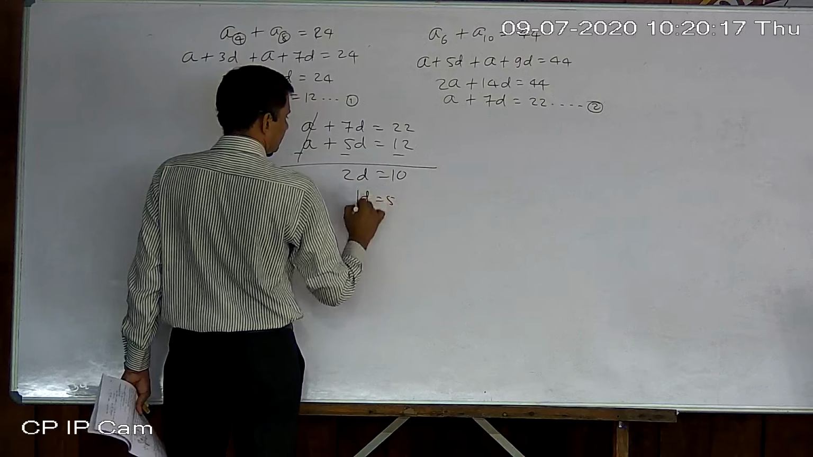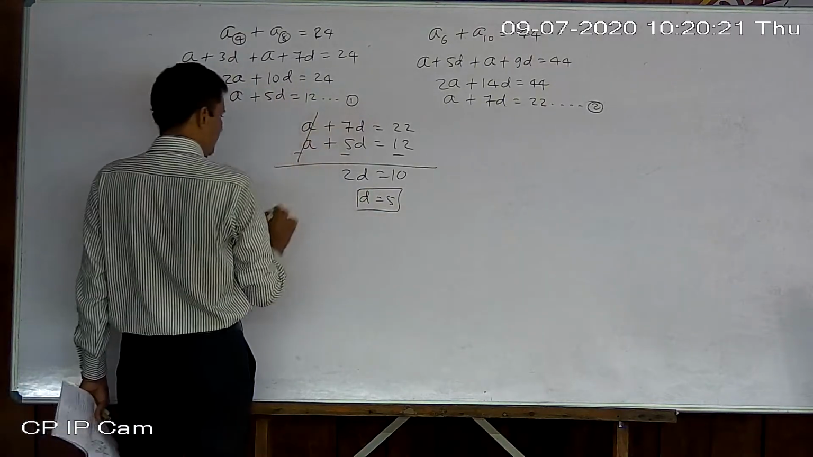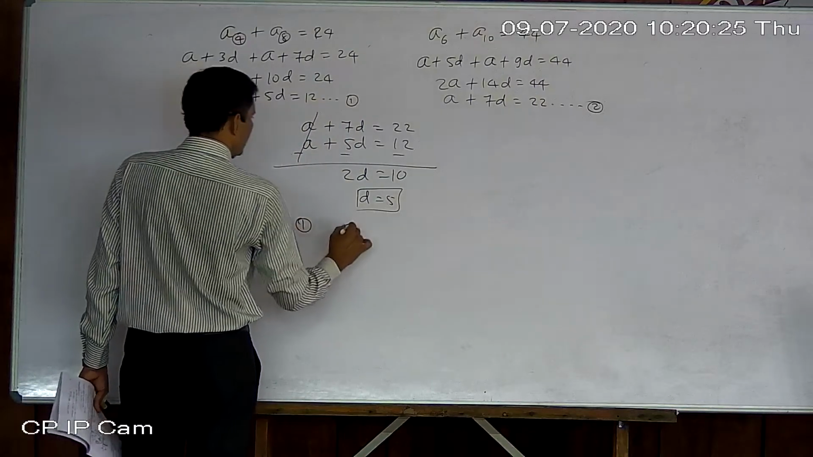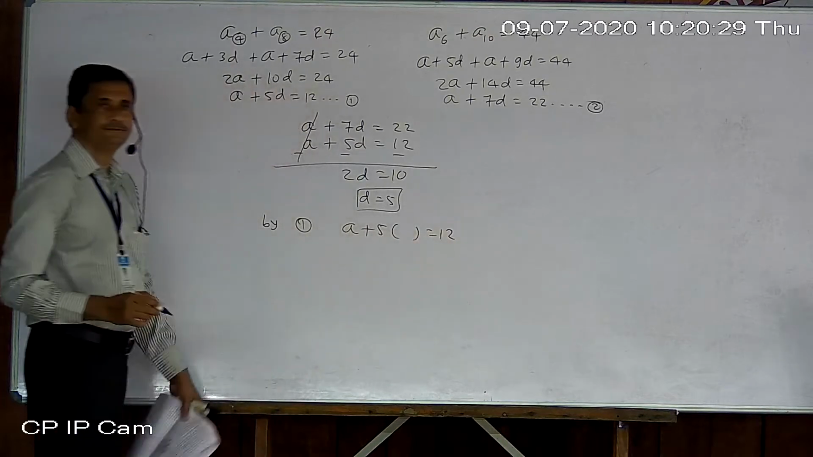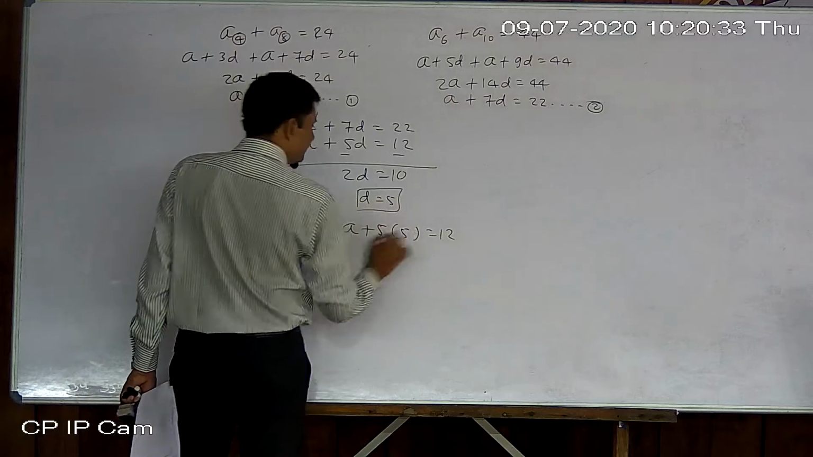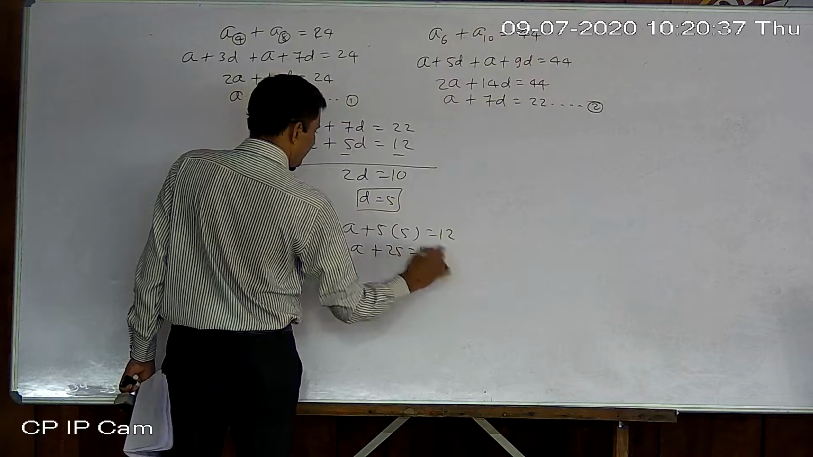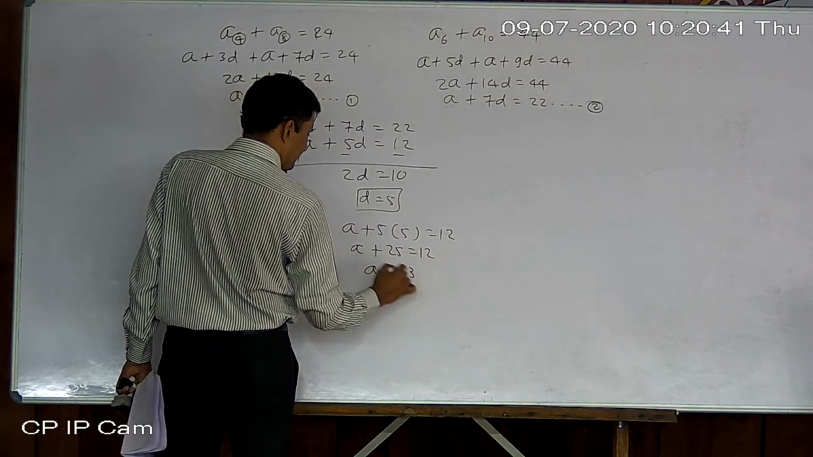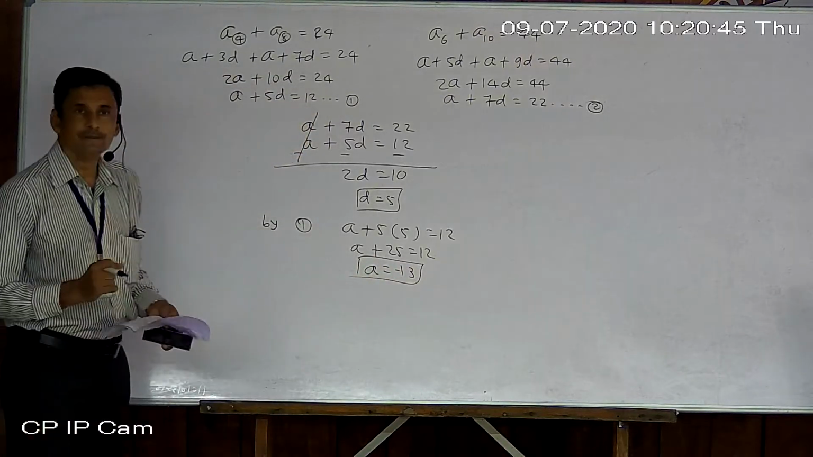Okay. Now use any one. I am using 1 only, so by 1, A plus 5D equal to 12. Now instead of D, write down its value. So A plus 25 equal to 12. So A equal to 12 minus 25, which is minus 13. So we got D as well as A.